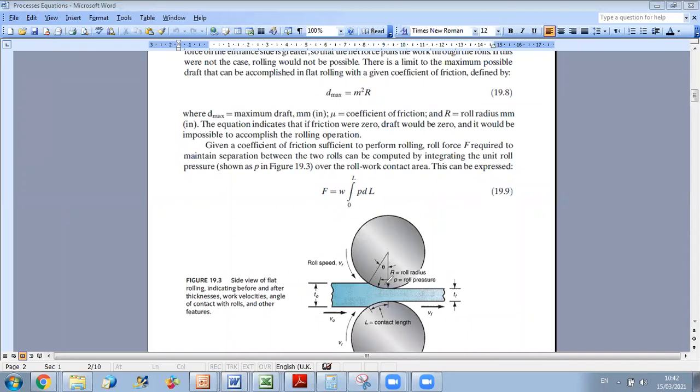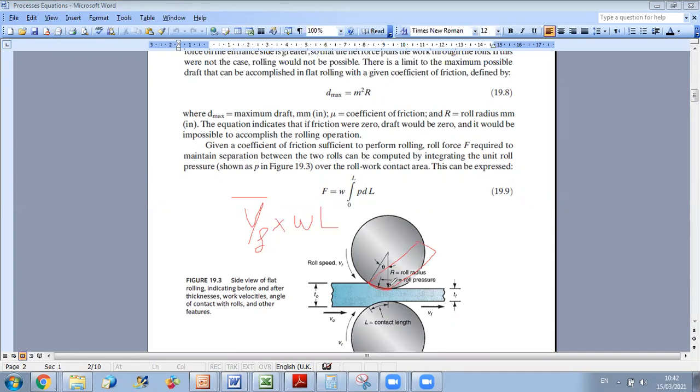As we can see, if you want to calculate the average force acting on this roll, you can multiply the average stress by the area of application. So it will be the average stress, which we can calculate from K and n, times the area on which it's applied, which is W, the width, times the contact length L.